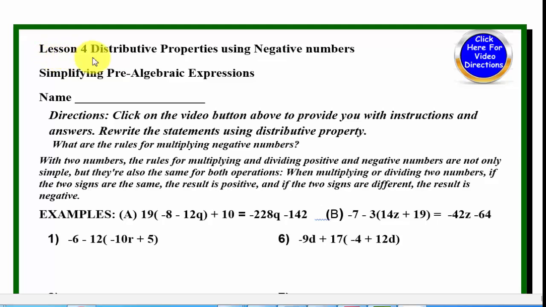We're looking at Lesson 4, Distributive Properties Using Negative Numbers, Simplifying Pre-Algebraic Expressions. Now, you'll notice what we have here is just a very simple rule. With two numbers, the rules for multiplying and dividing positive and negative numbers are not only simple, but they're also the same for both operations. When multiplying or dividing two numbers, if the two signs are the same, the result is positive. And if the two signs are different, the result is negative.